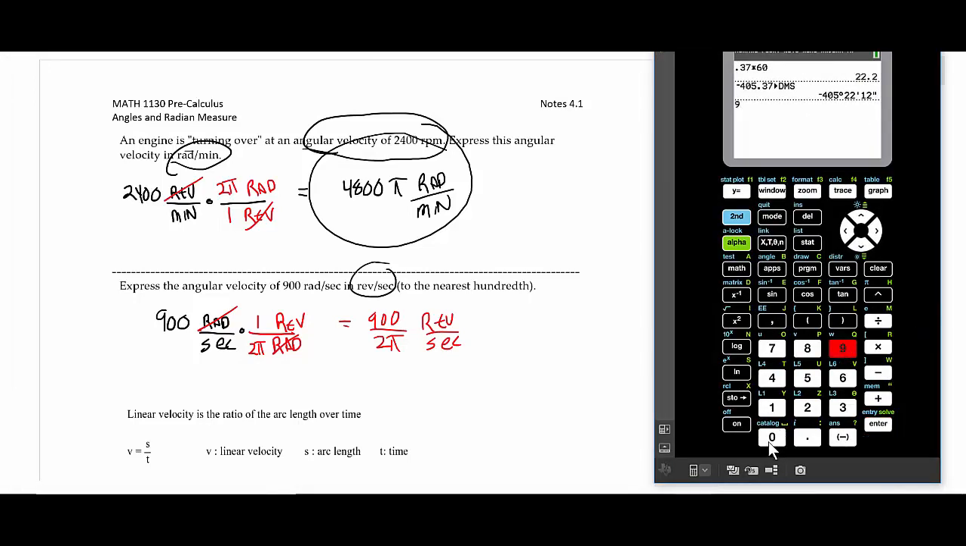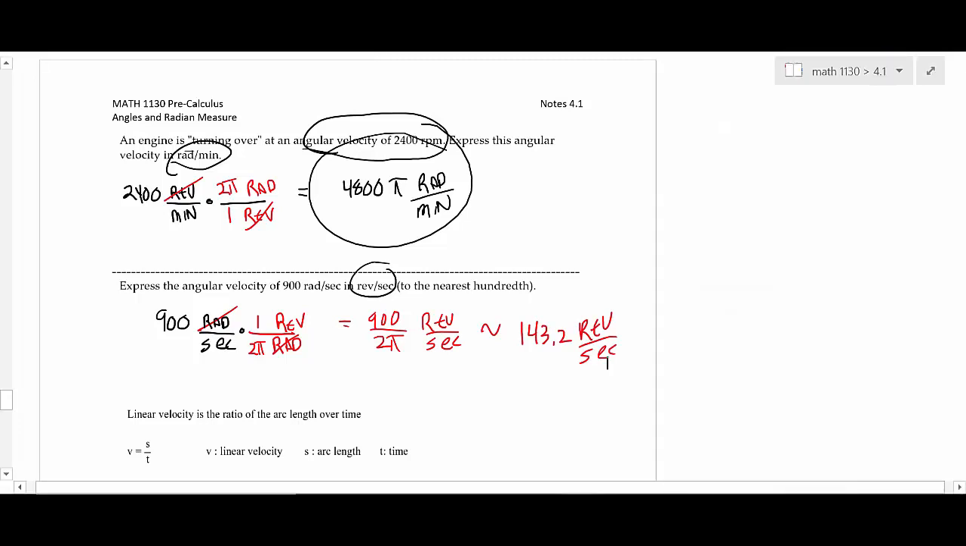Now, if you do the decimal on this, you have to do 900 divided by 2 pi, and notice that I'm doing that 2 pi, or trying to do it anyway, in a set of parentheses. So you'd have to go 900 divided by 2 pi, like that, and that's how that would end up. So you'd have about 143.2 revolutions per second. Okay, so that's a fundamental thing when you're working with this, is just know how to convert units around.